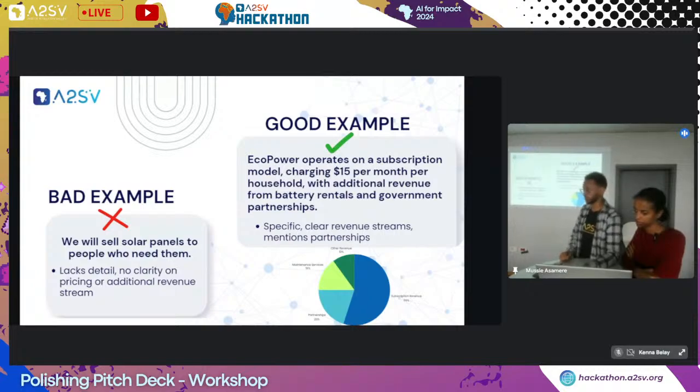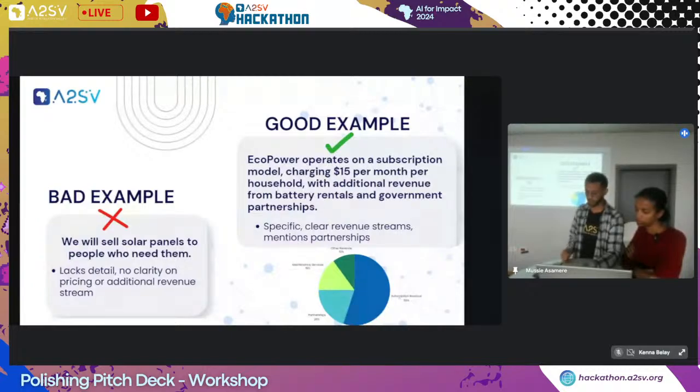And a good example: EcoPower operates on a subscription model, charging $15 per month per household, with additional revenue streams of battery rental and government partnerships. So there is a subscription model, and with that subscription model comes a pricing of $15 per month per household. That would communicate that you're multiple steps into your product.